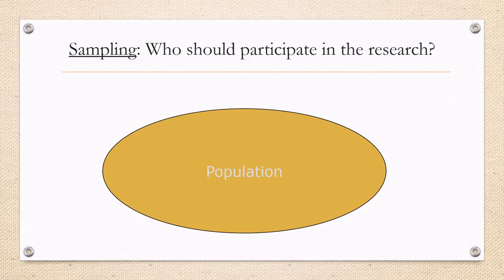I want to talk a little bit about sampling. Who should participate in the research? We need to go back to our question and see what population are we interested in? What is our question that we have, and how should we sample from this population?